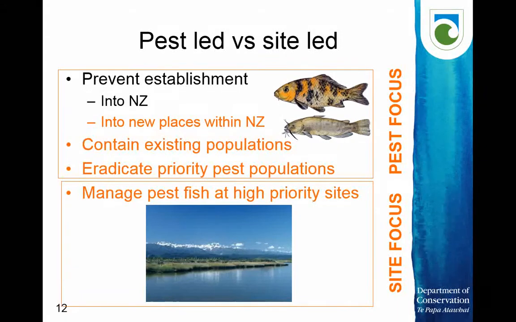If, for example, the koi carp got into the South Island, we went after that species no matter which kind of environment it is. A site-led approach is where we're managing pest fish at high priority sites. An example of that might be the work at Lake Serpentine, where we're managing rudd populations via netting to protect a really high value lake because of its high macrophyte communities, native macrophyte communities.